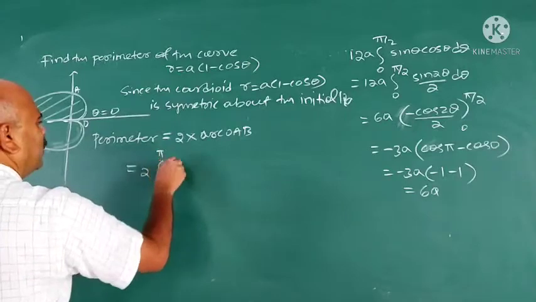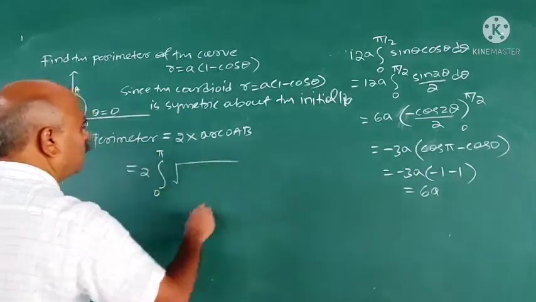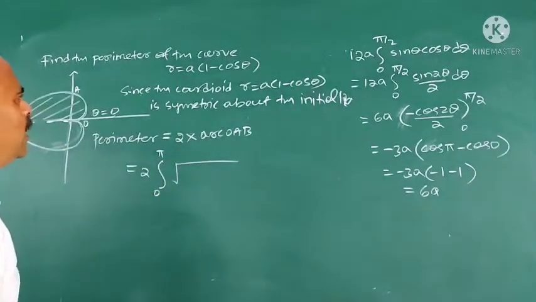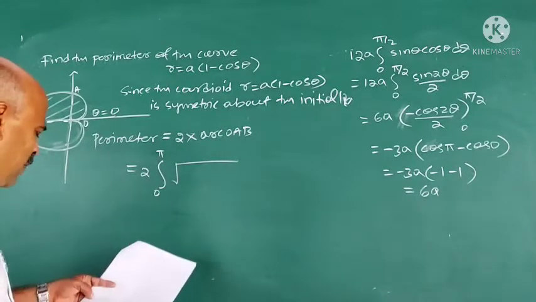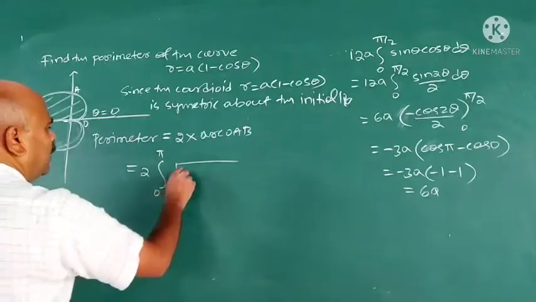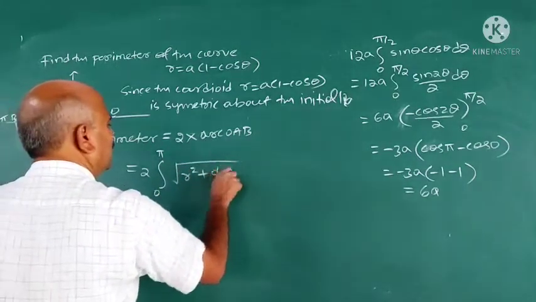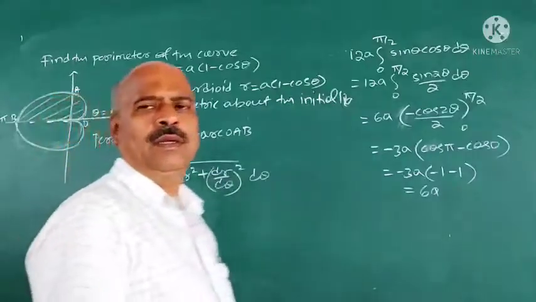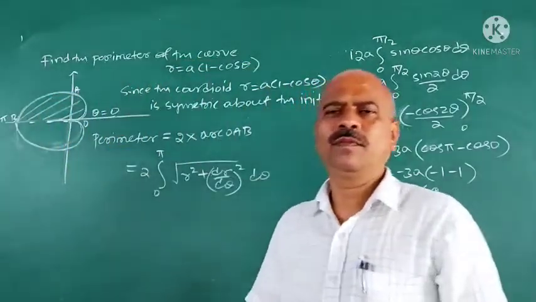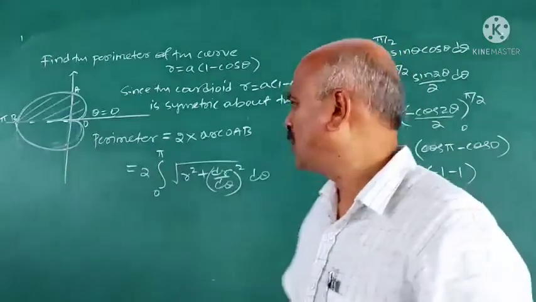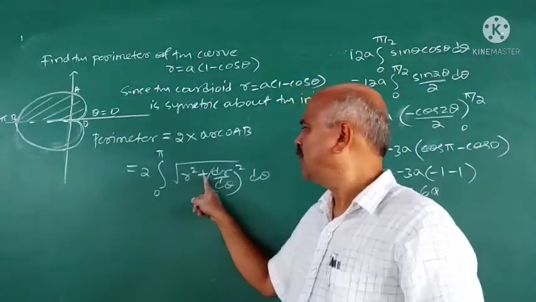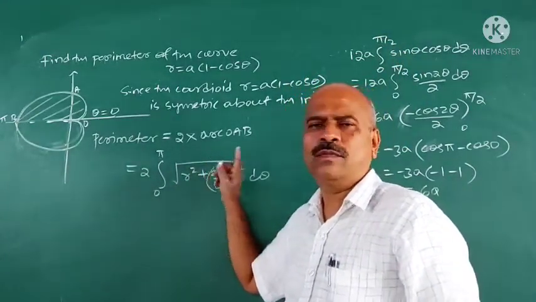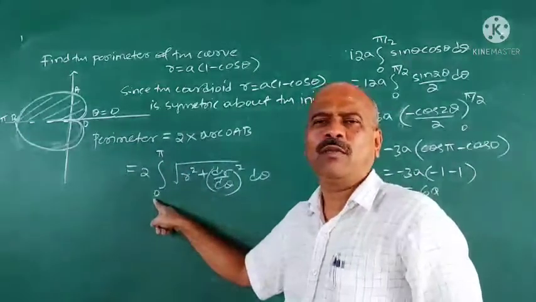0 and π. What is the formula? It is the polar form. What is the polar form formula? Square root of r squared plus (dr/dθ) whole squared. You have to remember this formula, it is very important. Rectification: the length of a curve for a polar curve is the square root of r squared plus (dr/dθ) whole squared. You have to take proper limits.